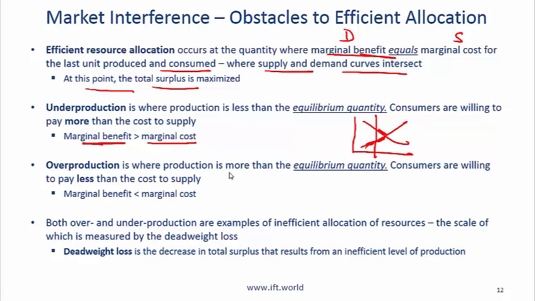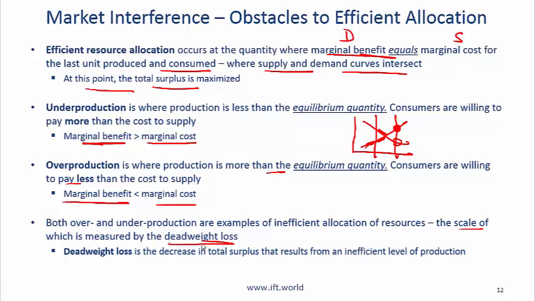Overproduction is where production is more than equilibrium. So if we are at this point, then we have overproduction. Consumers are willing to pay less than the cost to supply. In other words, cost is high, consumers are willing to pay less than that, so clearly that also is inefficient. The marginal benefit is less than the marginal cost. Both over and underproduction are examples of inefficient allocation of resources.